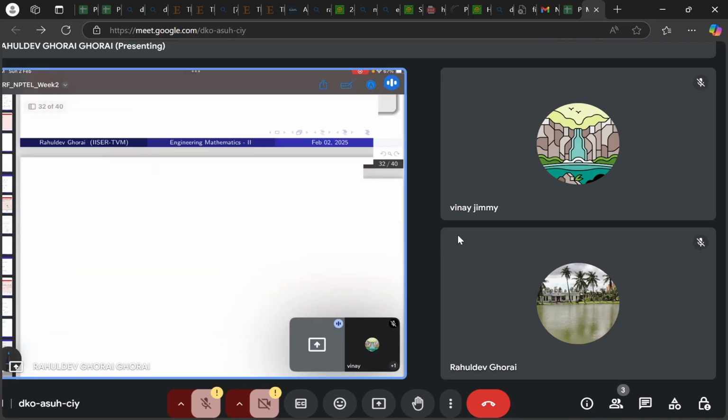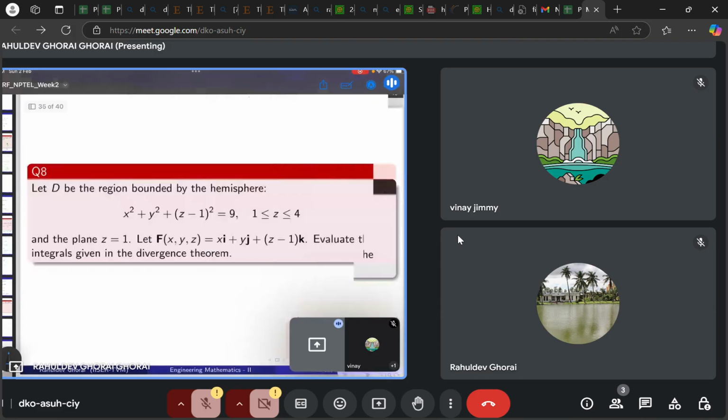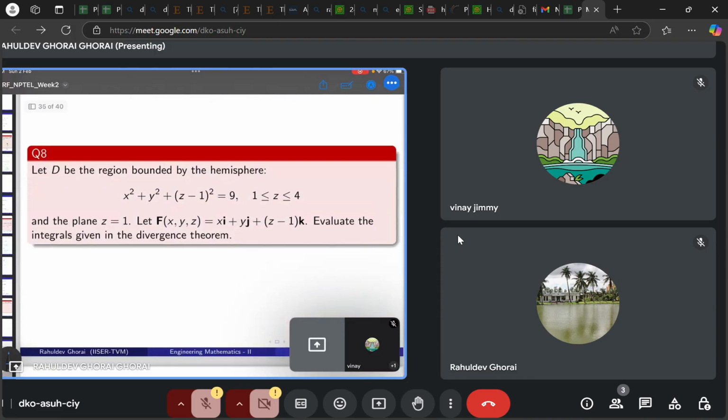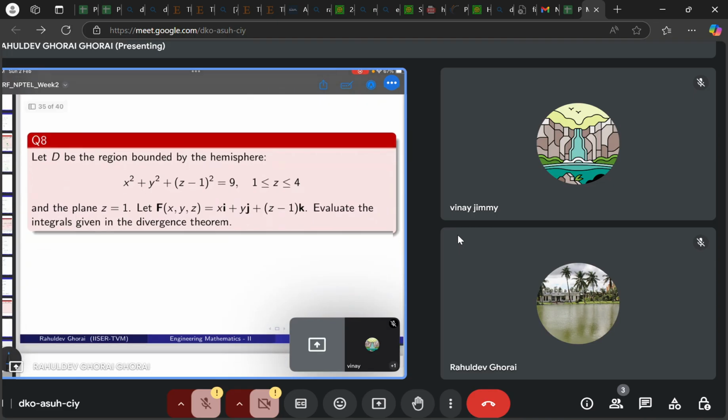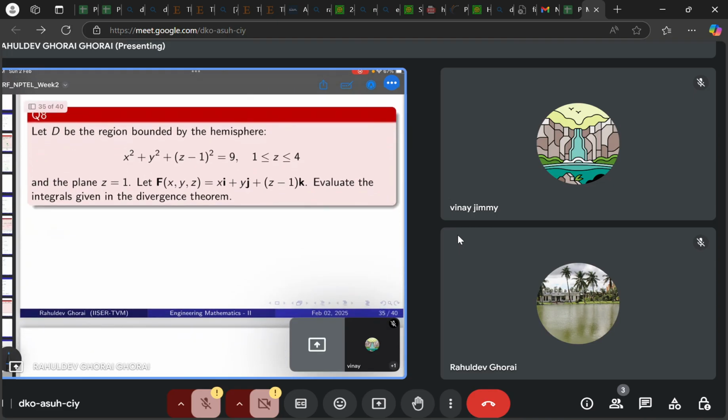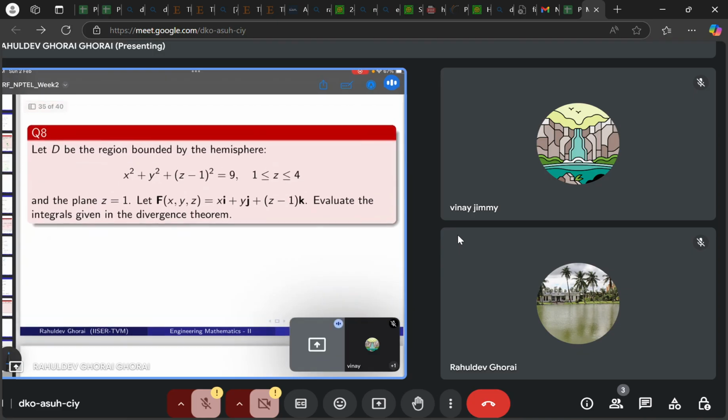So again, using Stokes theorem, this one you can do it. So try this one. Then one more question, then we will stop.